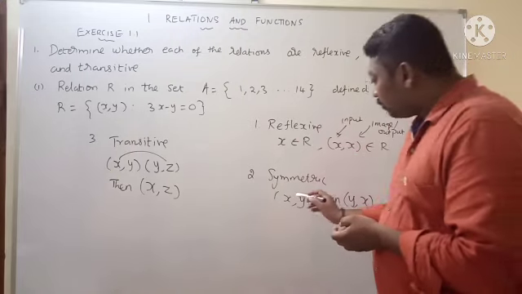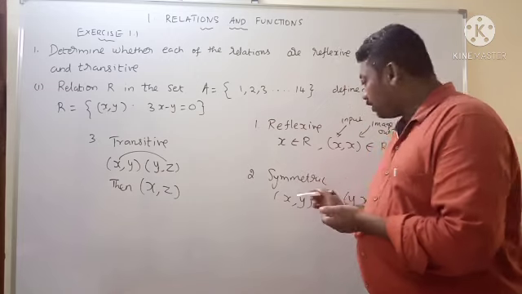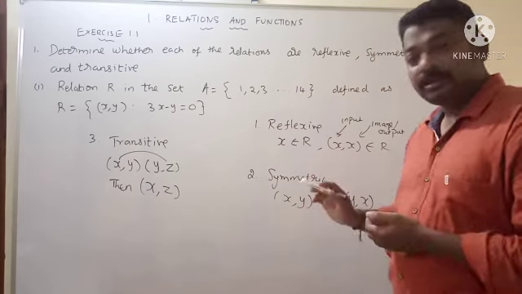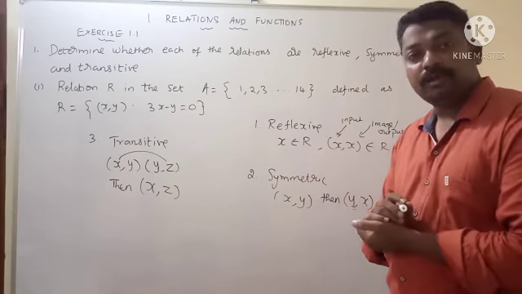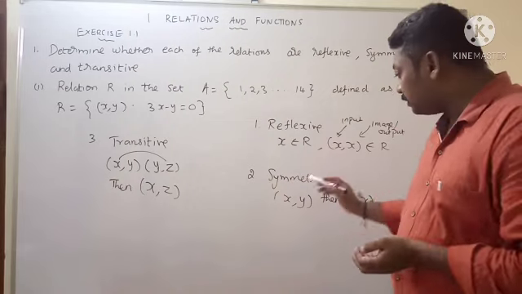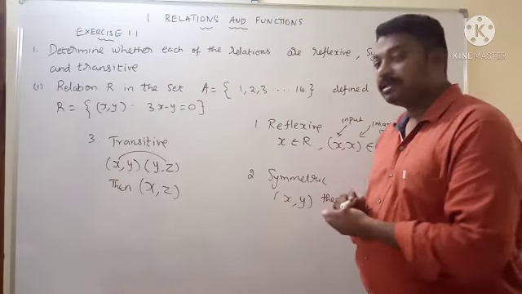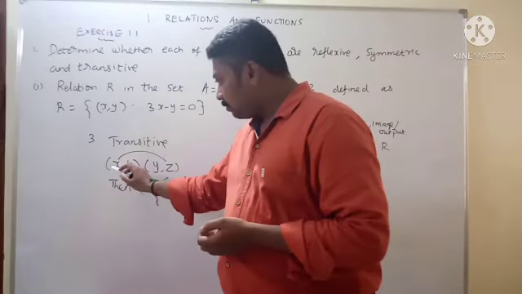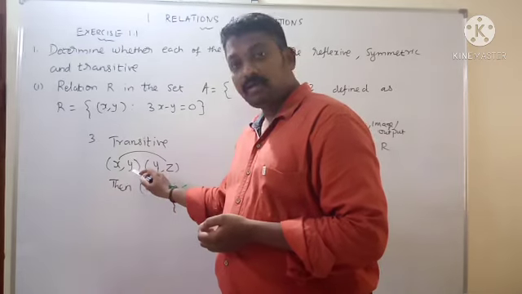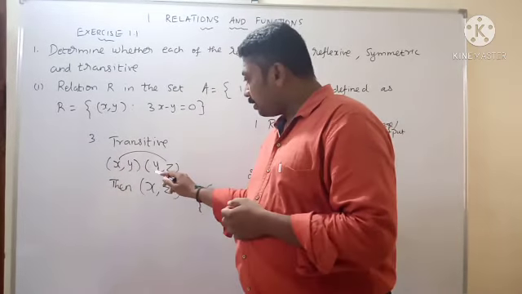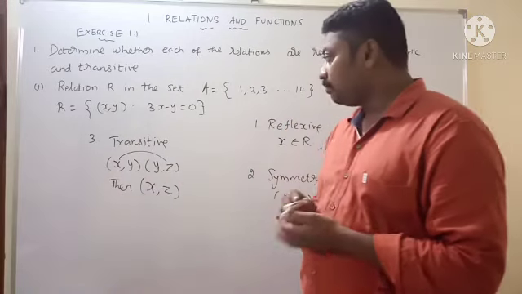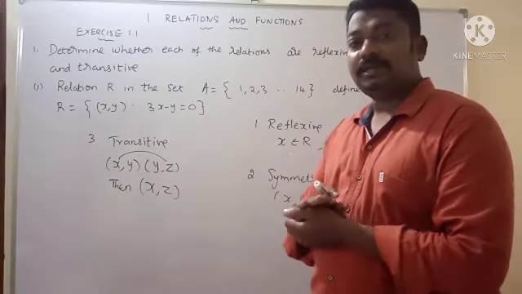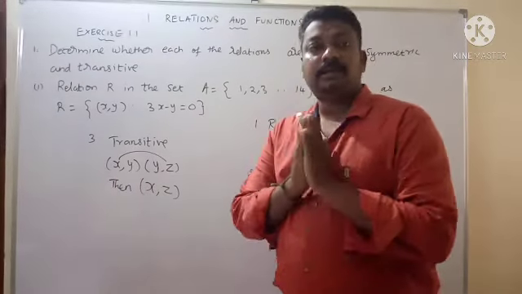Then symmetric. For the input of x, we are getting the output of y. Then for the input of y, the output should be x. If this condition is satisfied, then the relation is symmetric. The third one is transitive. For the input of x, we are getting the image or output y. For the input of y, we are getting the output z. Then for the input of x, we should get the output z. If this condition is satisfied, then the relation is transitive.